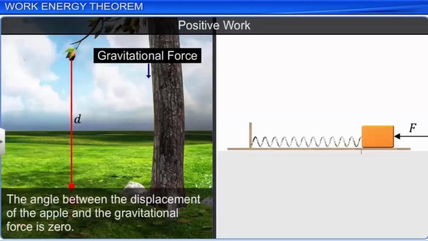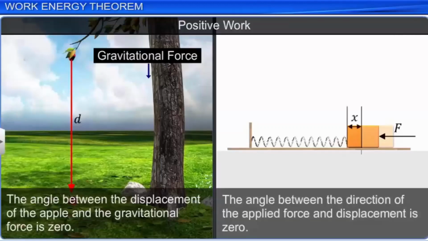Similarly, when a spring is compressed, the work done by the compressing force is positive. In this case too, the angle between the direction of the applied force and displacement, which is the compression of the spring, is 0.